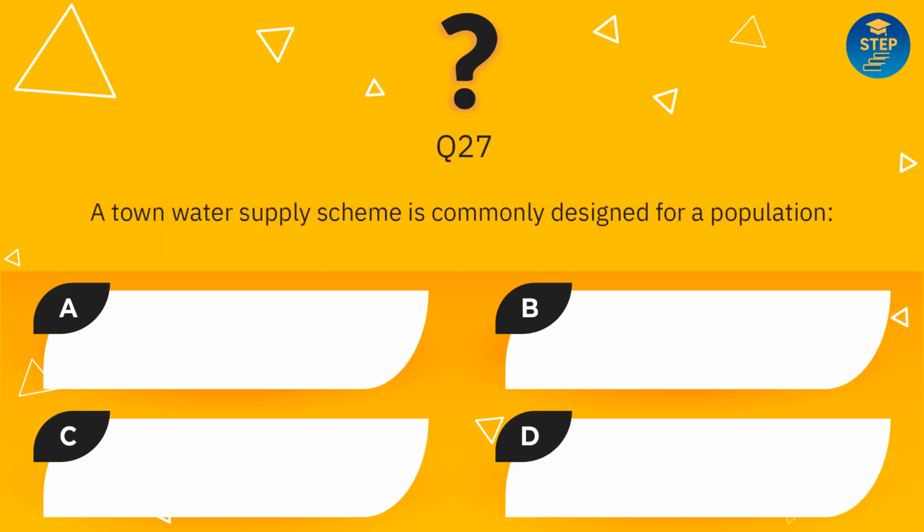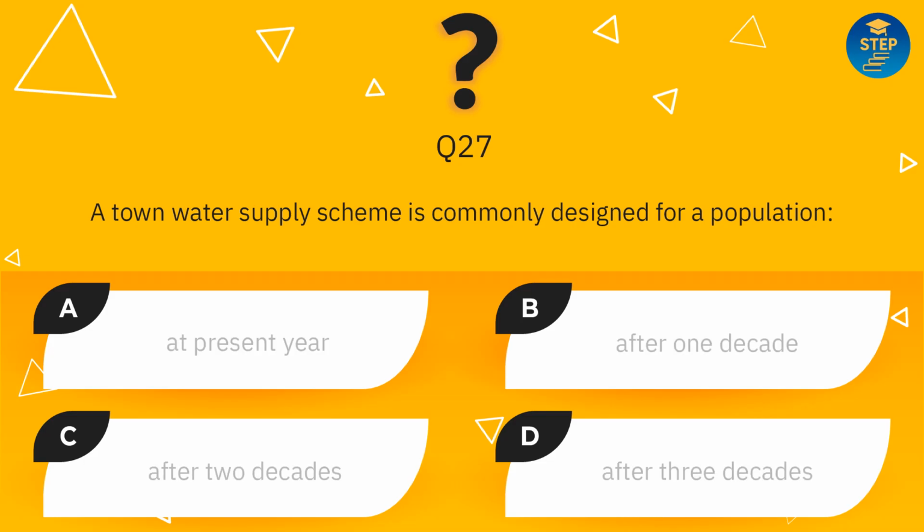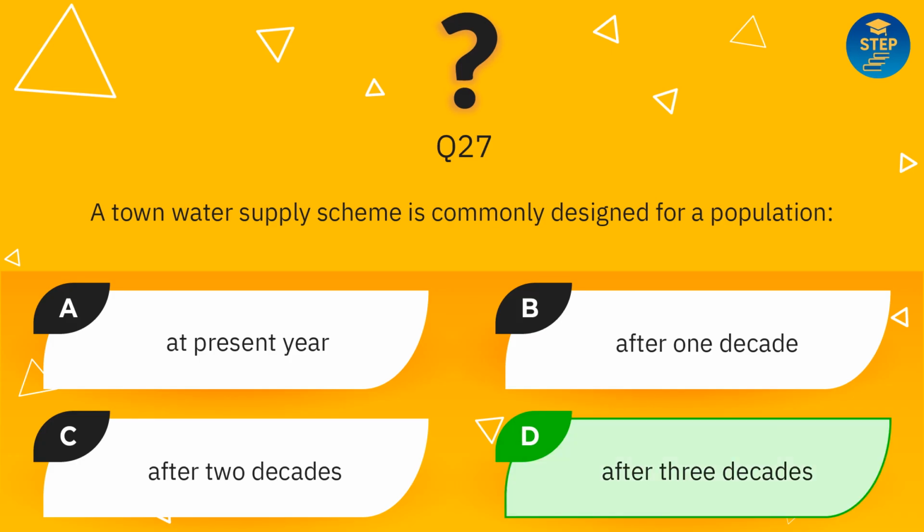A town water supply scheme is commonly designed for a population after how long? At present year, after 1 decade, after 2 decades, after 3 decades. Answer is after 3 decades.